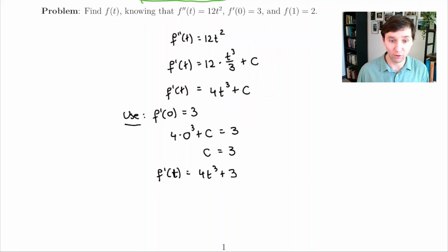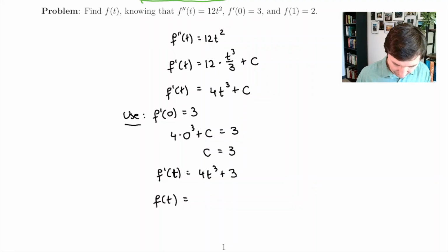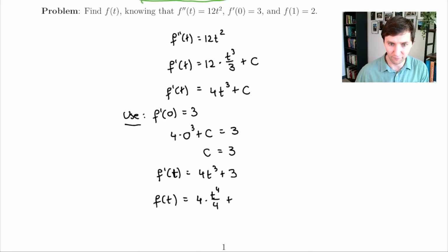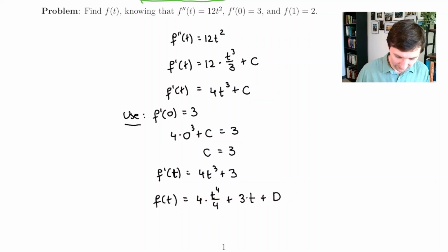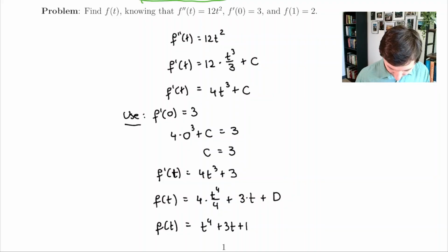Our goal was to find the original function f. Let me take the antiderivative one more time, and I get f of t equals 4 times the antiderivative of t to the third power, which is t to the fourth power divided by 4. The antiderivative of 3 is 3 times t, and at the end I have plus constant. I already used the letter c before, let me use the letter d this time. I can simplify this because 4 and 4 divide out, and I get that f of t is t to the fourth power plus 3t plus d.